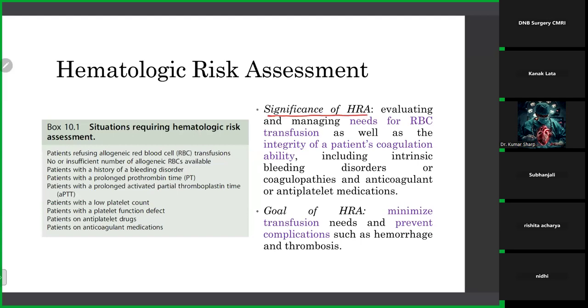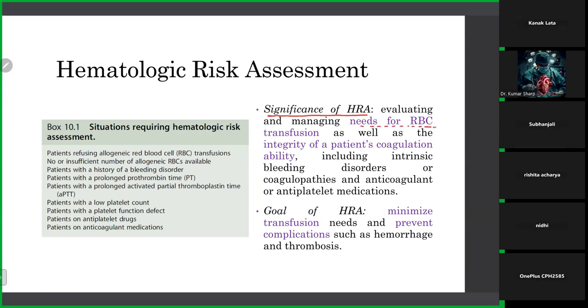This is a term which is very broadly used by the doctors of anesthesia, and it essentially involves evaluating and managing the needs for RBC transfusion as well as maintaining the integrity of the patient's coagulation ability, including any intrinsic bleeding disorders or coagulopathy or the medications the patient is having. So you have two components of HRA: the need for RBC transfusion and the patient's coagulation ability. The ultimate goal of the HRA is to minimize the transfusion and prevent complications such as hemorrhage and thrombosis.